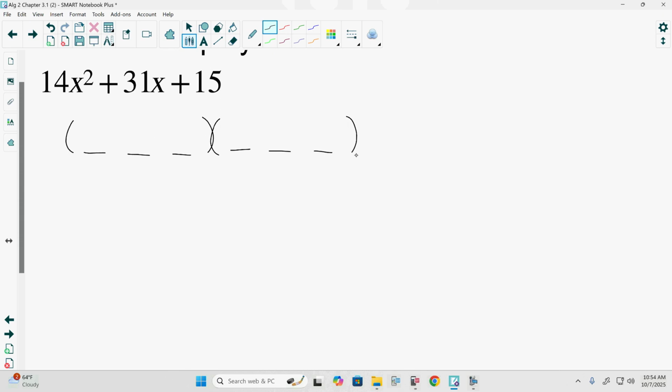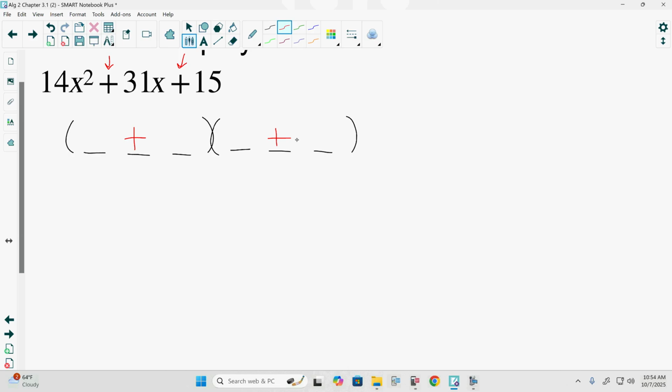So we can move on to step number 2, our two sets of parentheses with 3 spaces. Find the sign. If the third term is positive, the signs are the same and match the sign of the middle term. If the third term is negative, the signs are opposite. So here, our third term is positive. So the signs are going to be the same and are going to be whatever the middle term is. Since the middle term is positive, they're both going to be plus. If the middle term is negative, they're both going to be minus.